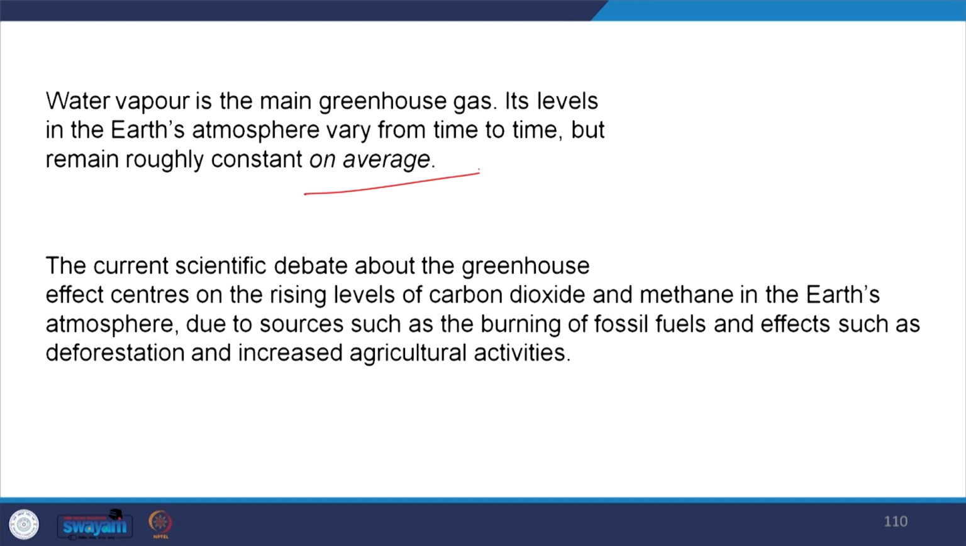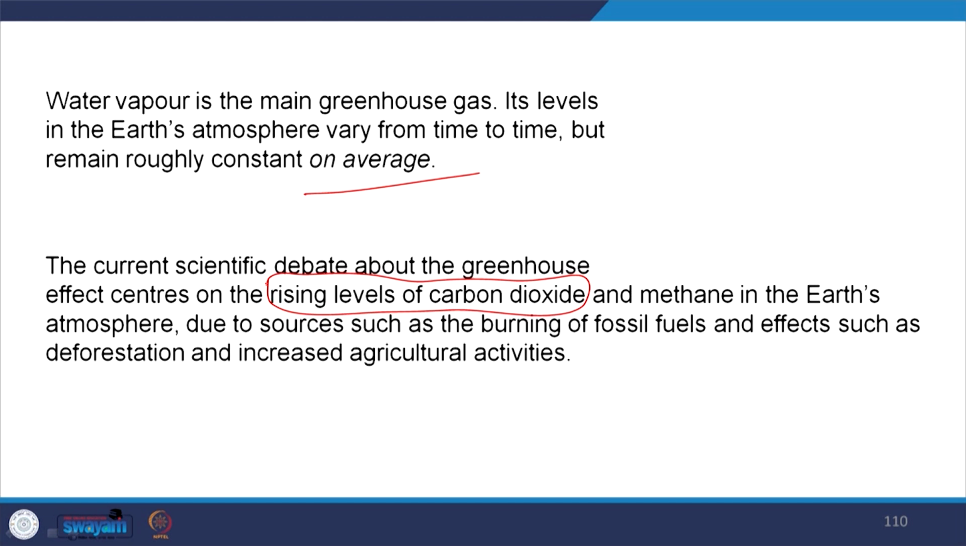Okay. So the current scientific debate about the greenhouse effect centers on the rising levels of carbon dioxide. This rising level of carbon dioxide is man-made. The rest of the things are not man-made. Water vapor content will remain constant. I mean, there is no way that you can increase the water vapor levels by human efforts to a very large extent, so that the greenhouse effect enhances. It's not possible that way. We don't do any process which will increase the water vapor in the atmosphere.